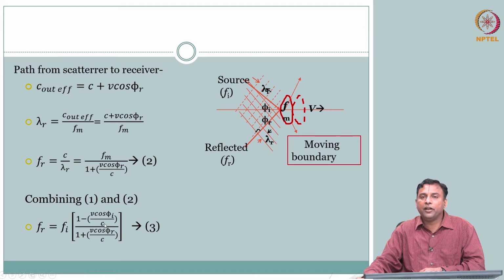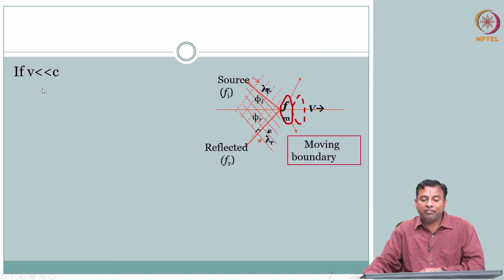In tissue it is about 1540 meters per second. So if you contextualize, in the human body, blood, even in the aorta, you are talking about 30-40 centimeters per second. So V is much smaller than C. What that helps us do is, you have this 1 minus a fraction by 1 plus a fraction. We can make use of this fact that V is much smaller than C, and therefore we can retain only the first order terms.